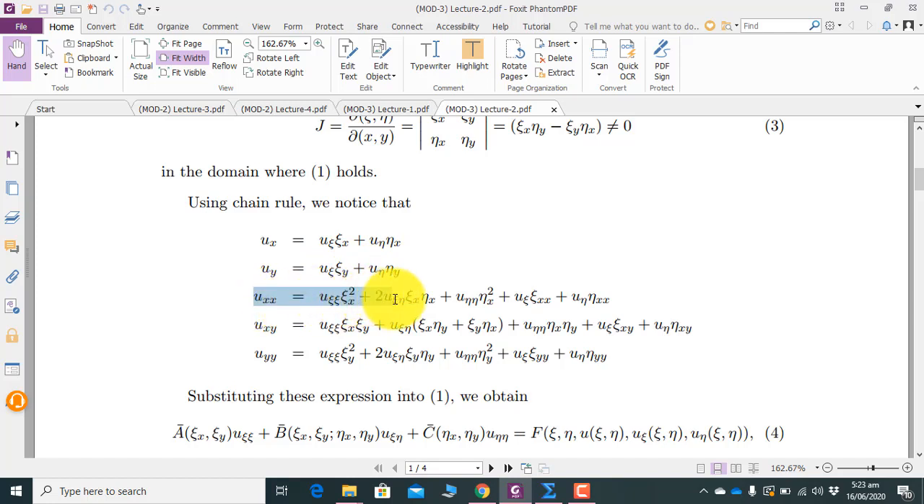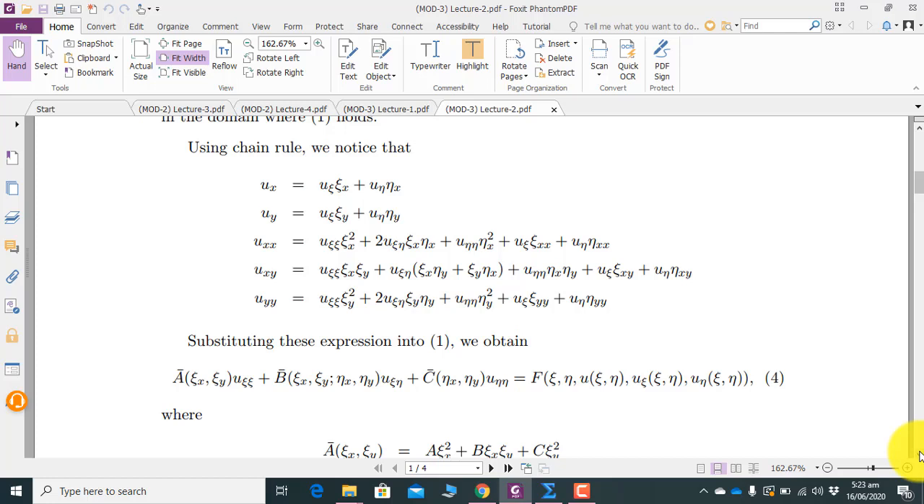uxx will become u_xi xi xi_x squared plus 2u_xi eta xi_x eta_x plus u_eta eta eta_x squared plus u_xi xi_xx plus u_eta eta_xx, and similarly other partial derivatives. The important scenario is for uxy, because uxx can be calculated from uxy. Ux and uy are very easy, because this is the simplest chain rule.